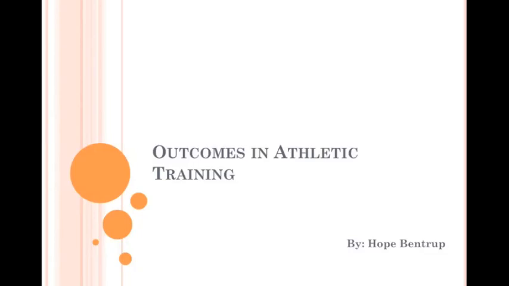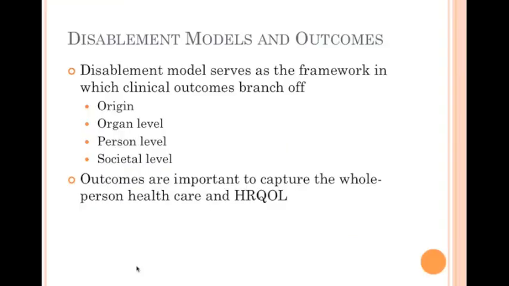I did my project over outcomes in athletic training. To really understand the outcomes of athletic training, it's important to understand where they come from, which is ultimately from the disablement models. Disablement models serve as the framework in which the clinical outcomes branch off of. The 4 disablement models that these outcomes branch off of are origin, organ level, person level, and societal level.